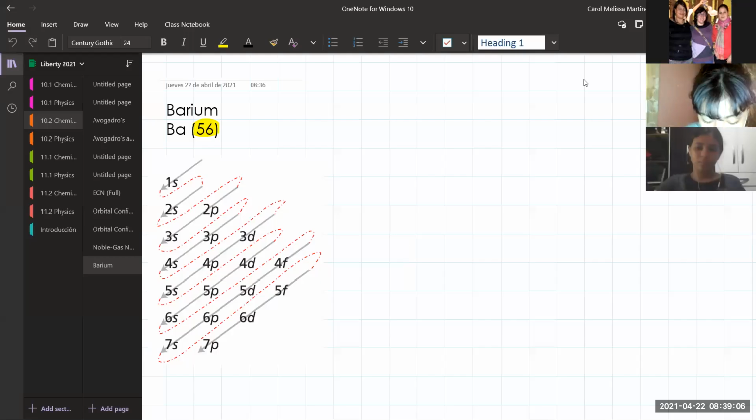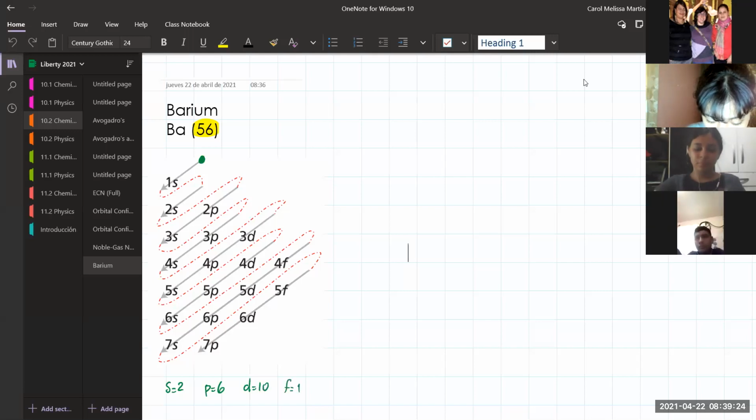to reach 56 electrons. I always begin from this point, and as a reminder, S can hold 2 electrons, P can hold 6, D can hold 10 electrons, and F can hold 14 electrons.